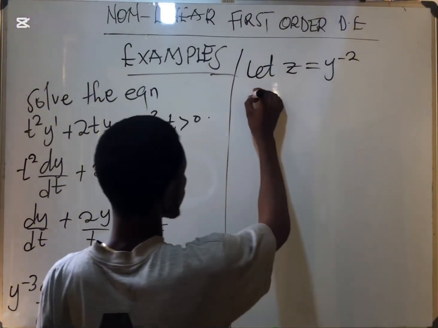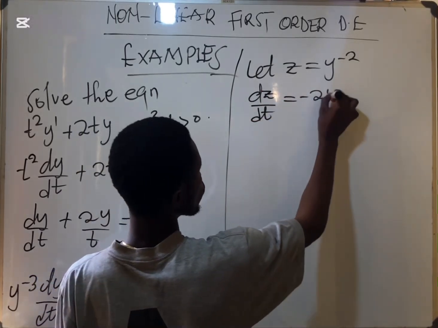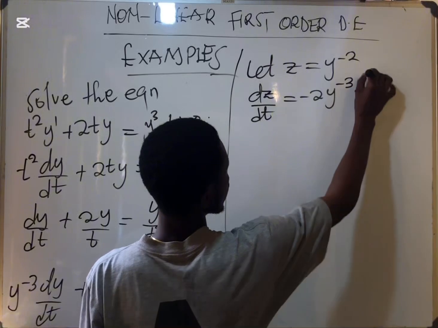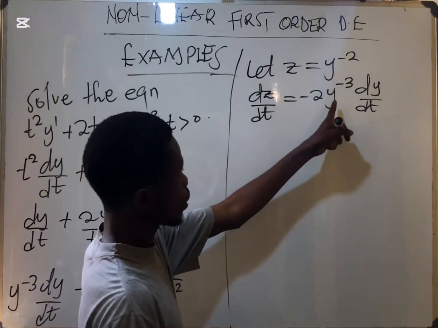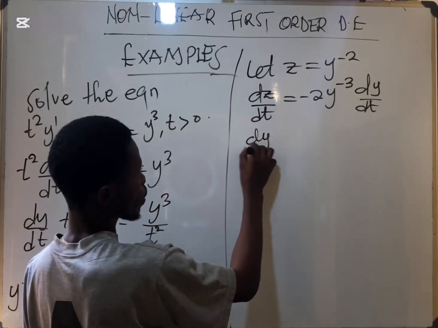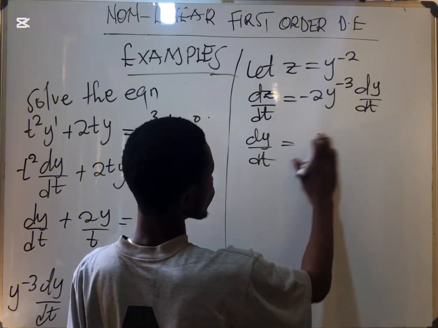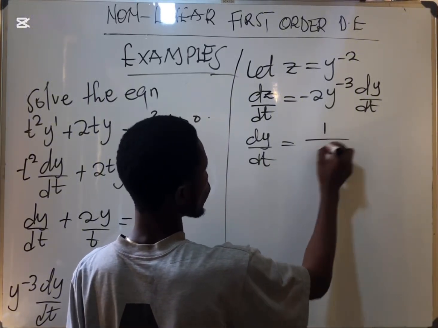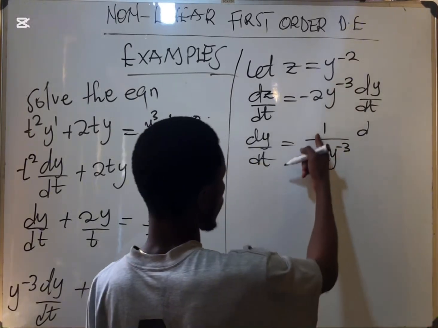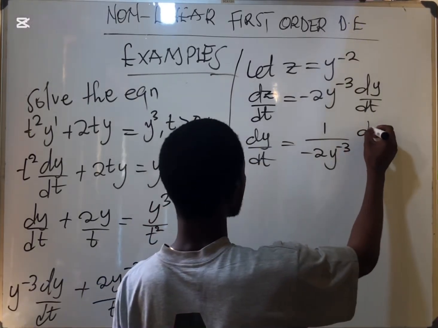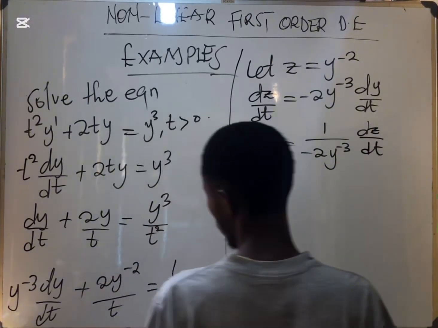You differentiate this one, and this will give you dz/dt equals negative 2y to the power -3 dy/dt. So you divide both sides by the whole of this one, so that I have my dy/dt equal to 1 over negative 2y to the power -3 times dz/dt. Okay. So now we move to this place.